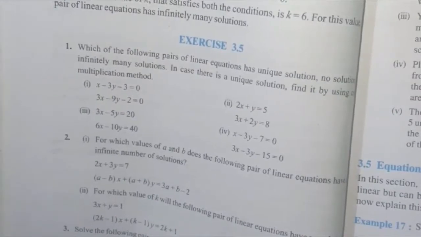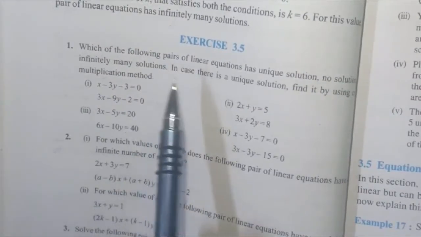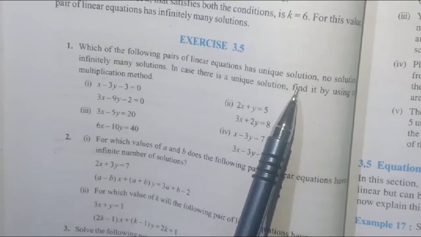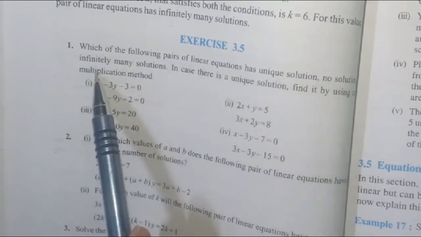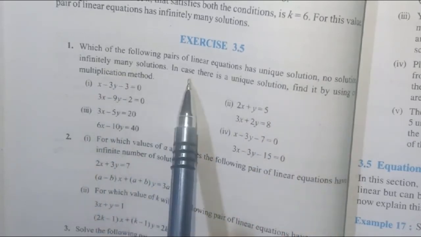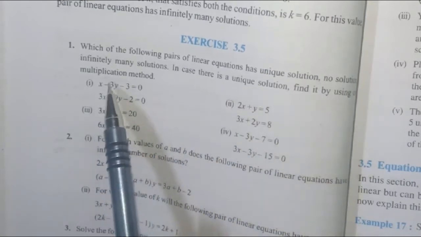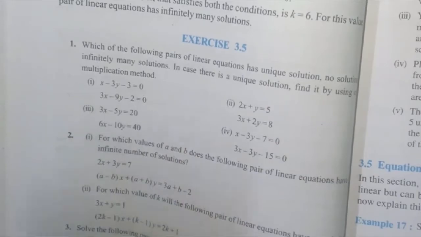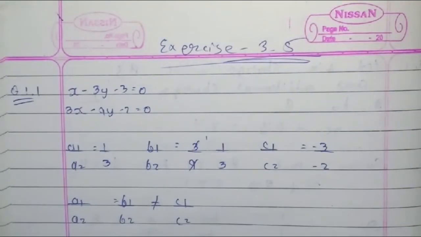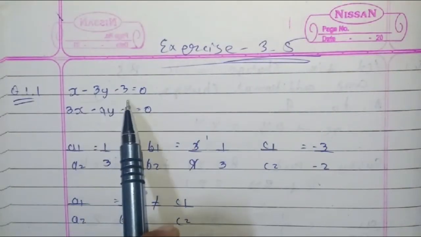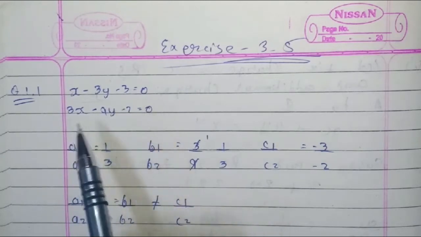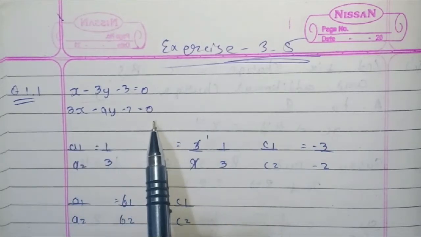Exercise number 3.5, question number 1. Which of the following pairs of linear equations has a unique solution, no solution, or infinitely many solutions? In case there is a unique solution, find it by using the cross multiplication method. Question number 1: 3x minus 3y minus 3 is equal to 0, 3x minus 9y minus 2 is equal to 0.